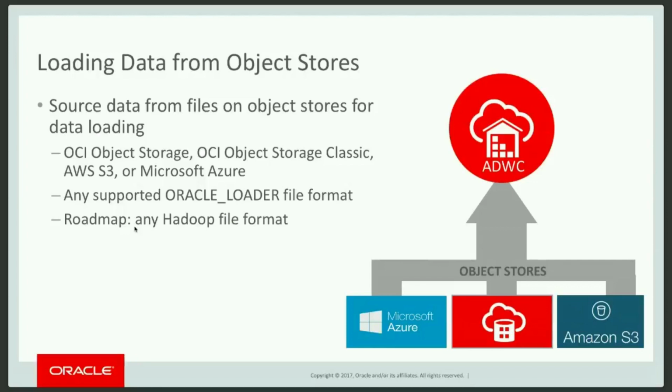But we support a number of object stores. So if you've already got files, say, in Amazon S3, or you've got them in Microsoft Azure's object store, as well as the Oracle Object Store, you can use and point this package, DBMS_CLOUD, the data loading process, to those object stores, and we'll load that data directly into Autonomous Data Warehouse Cloud for you.